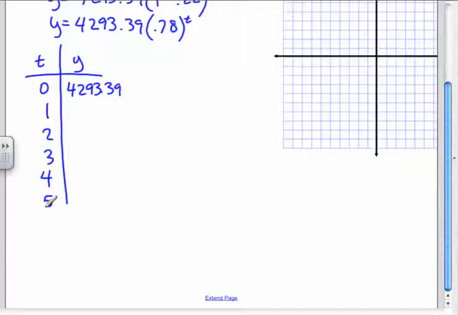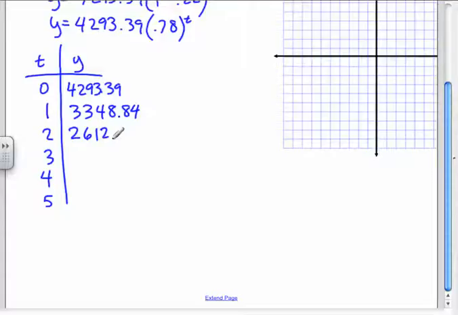So after that first year, it's 4,293.39 raised to the first, times 0.78, because that's just to the first power, right? So I'm going to get 3,348.84. All right, that's rounded. I'm going to leave the full thing in my calculator. Now I'm just going to do times 0.78 again. Right? I don't need to write that whole thing out every time.